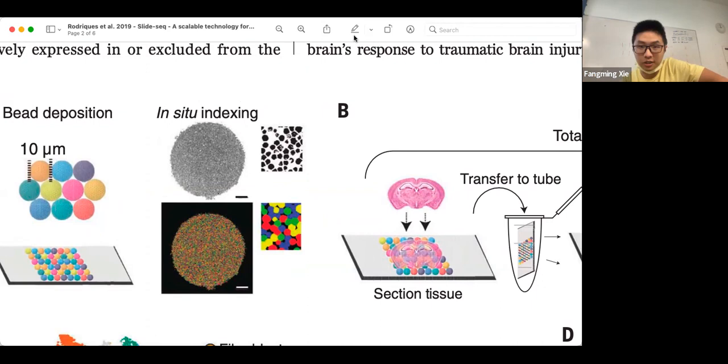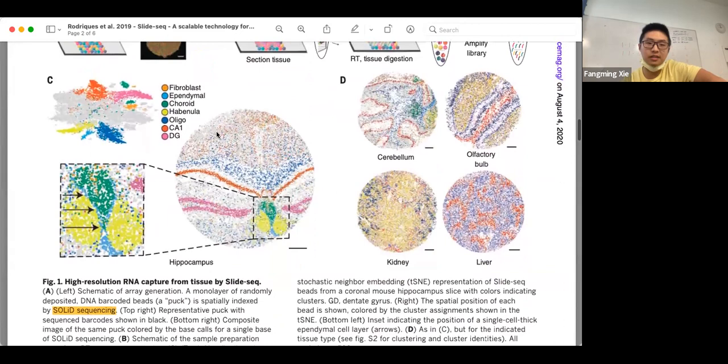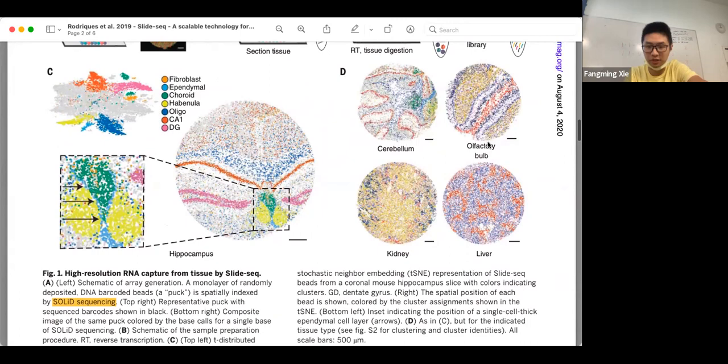Okay, anything else? Any confusions about this? Let's maybe take a look at C and D again. So C and D just shows you actual tissue sections that they were able to resolve for different regions with different cell types. So these are all different brain regions: hippocampus, cerebellum, olfactory bulb, et cetera. Obviously you can apply it to different tissues.